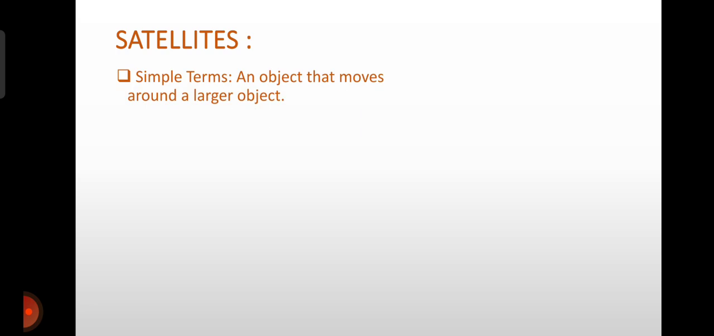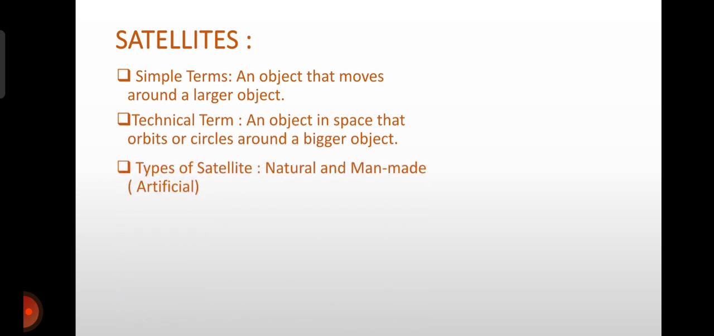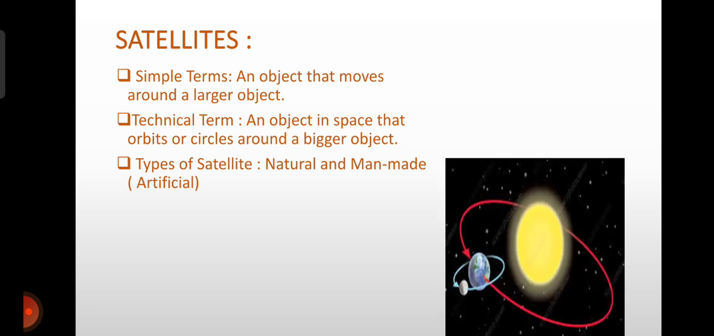Now we will start today's topic, which is satellite. In simple terms, a satellite is an object that moves around a larger object. In scientific or technical terms, it is an object in space. The word space here is very important. So an object in space that orbits or circles around a bigger object is called a satellite. There are two types of satellites: natural and man-made, which is also called an artificial satellite.